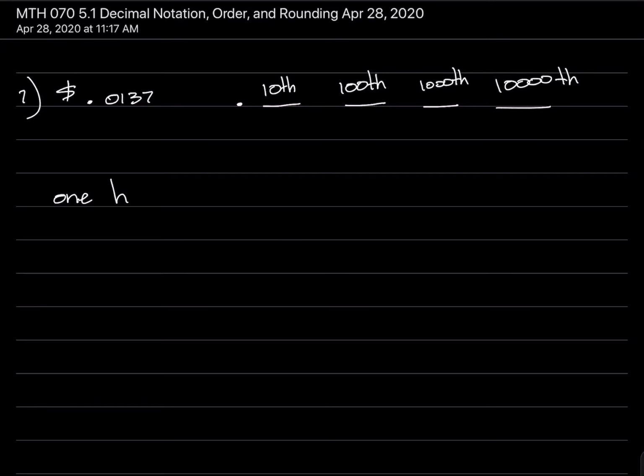So that's 137. We're just going to write that number as we see it. 137. And we have to figure out the decimal place, which is 1, 2, 3, 4 decimal places. So that would be 10 thousandths. So 137 ten thousandths would be the final answer for that problem.